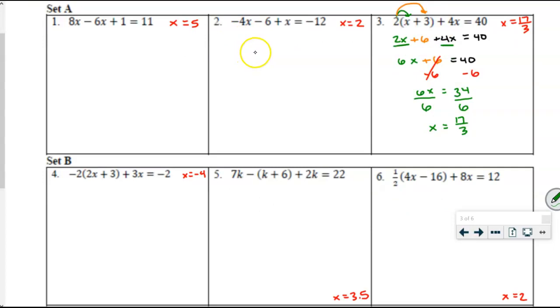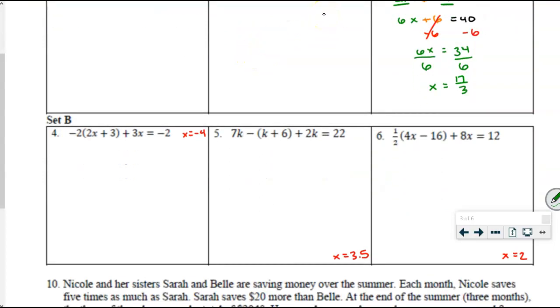Yes, Luke. Number 4. Okay, this is like having 2 groups of 2x, but it's then the opposite of that. So the opposite of 2 groups of 2x, or you can think of it as -2 times 2x, that's going to be -4x. And same thing, 2 groups of 3 is 6, but it's the opposite of those 2 groups of 3. You can also think of it as -2 times 3, which is -6.